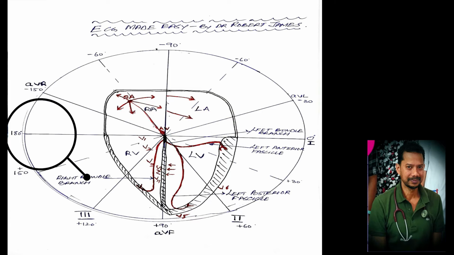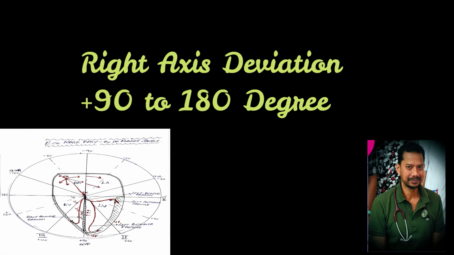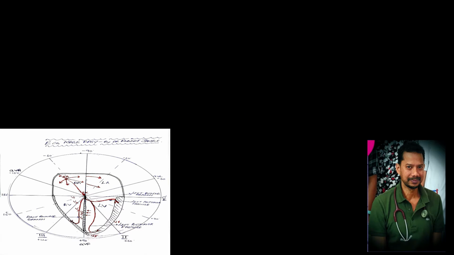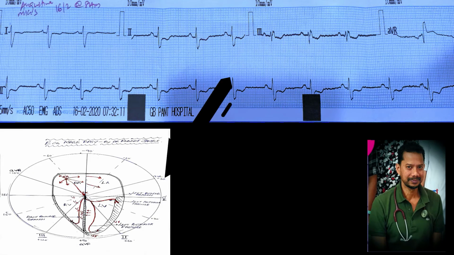Then you look at AVF. AVF is at plus 90 degrees. These are the positive poles of these electrodes. So AVF's positive pole is at plus 90 degree. So then it is a right axis deviation. Then next step is you look at the most isoelectric complex. In this, if you look in lead 1, lead 2, lead 3, AVR, AVL, AVF, in the first 6 leads, lead 2 looks the most isoelectric complex. R wave roughly equals S wave in lead 2. So lead 2 is out here.